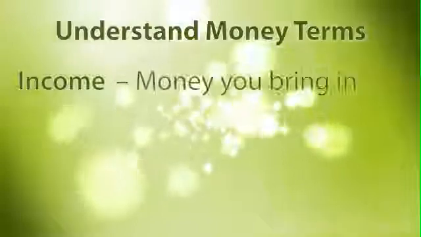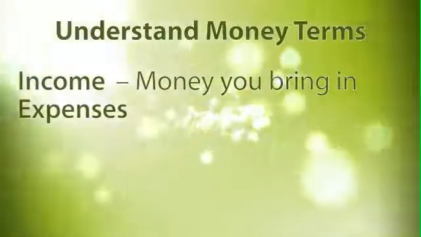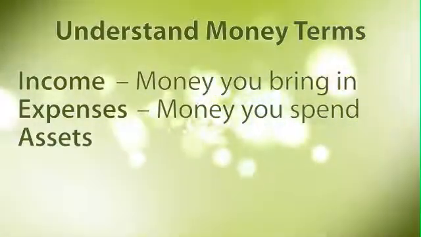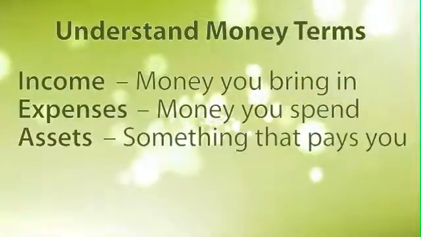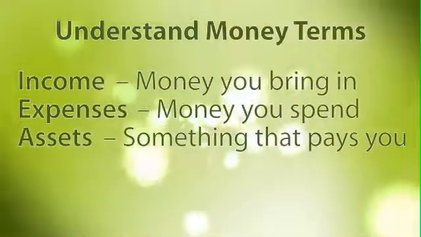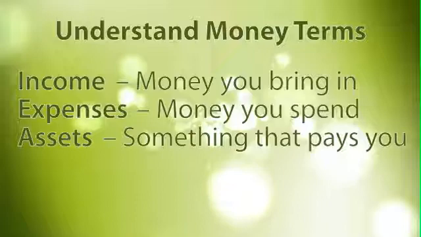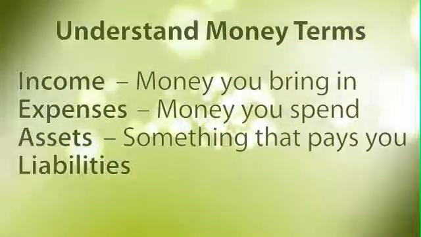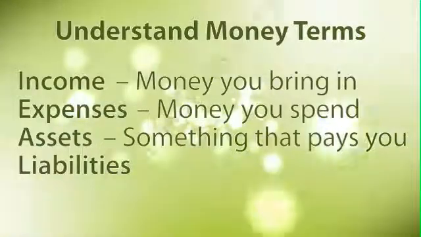To understand this, I need to make sure you understand some basic business terms in the way that I'm using them. The words that you need to know are income, which means money you bring in, expenses, which means money you spend, assets, which is the most confusing one. An asset is defined as something that pays you. If you're an accountant or a financial planner, I just raised your eyebrows a little because the traditional definition of an asset is things you own. More on that in just a second. Liabilities is the last definition and is defined as things that cost you.